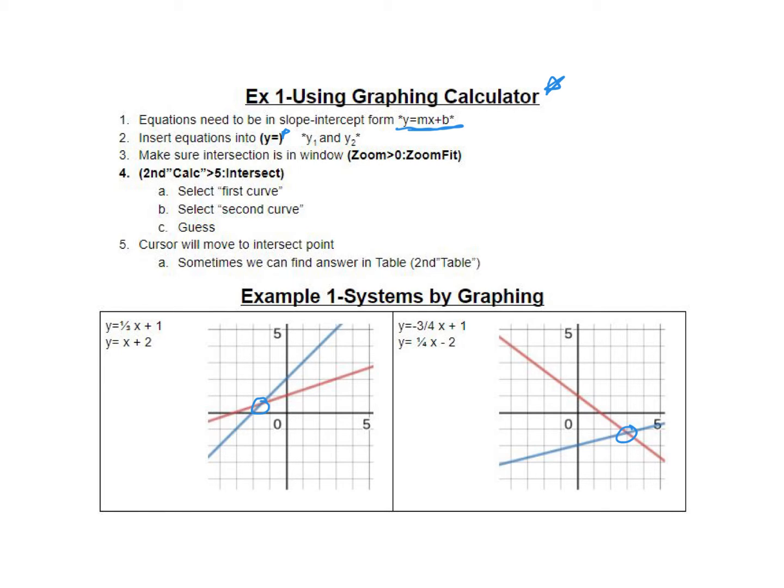And then step 4 is going to be the important step. We are going to make sure we hit second, calc, and that's going to be our intersect key. Now, what you're going to have to do is hit enter, enter, enter through the first curve, second curve, guess. And that's going to give us an answer. An alternate option is we may be able to find them in the table, but we'll take a look at that probably in class. So let's see if we can take a look at how to do this.